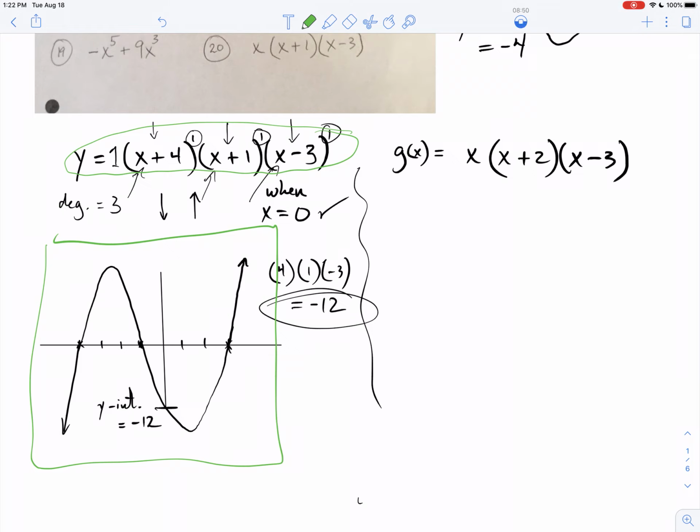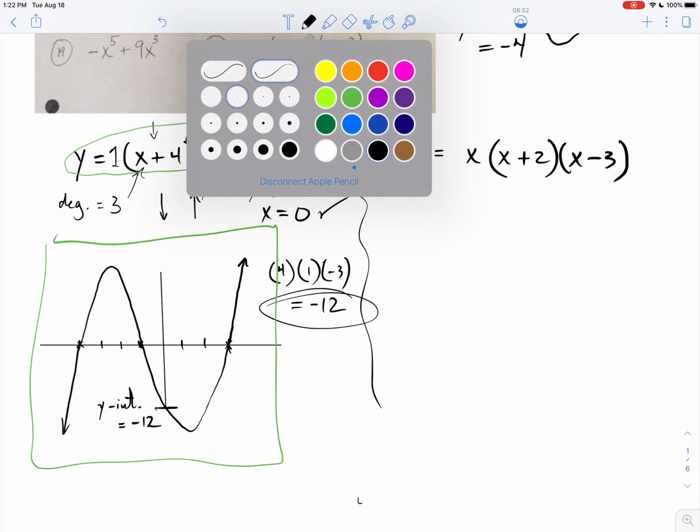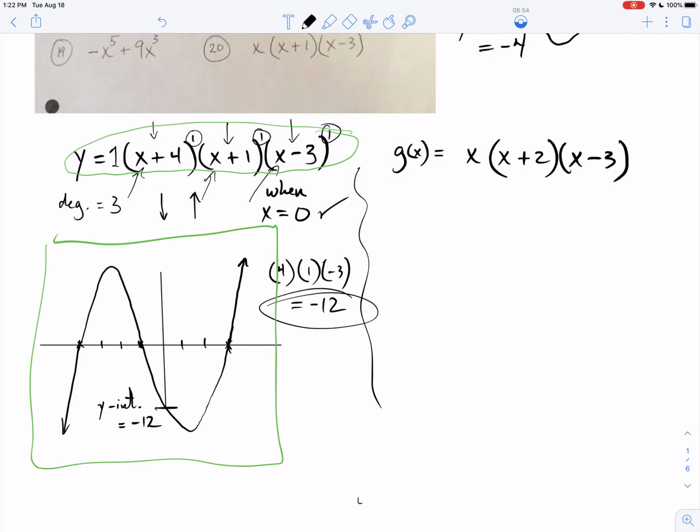Let's do it again. I'm going to try and not cloud the picture up with a bunch of stuff. So let's look at this one. Well, this one's a first power, that one's a first power, that one's a first power. Add them all up. What is this? It's degree 3. And I don't see a negative in front of that stuff, so the end behavior, what's it going to do on this side? What's it going to do on this side? It's going to do the same pattern as the other one.